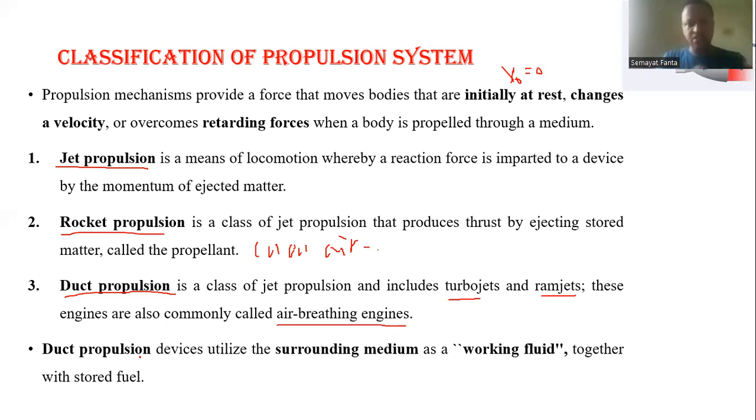The difference between rocket and duct propulsion is that in duct propulsion, we use atmospheric air as the working fluid to combust the fuel in the chamber. But in the case of a rocket, both fuel and oxidizer are carried together in a given proportion based on their type. For example, in the case of solid propellant, both fuel and oxidizer are merged together in the same grain.